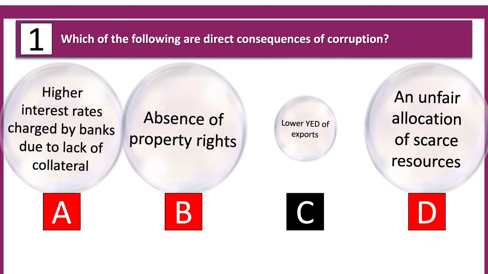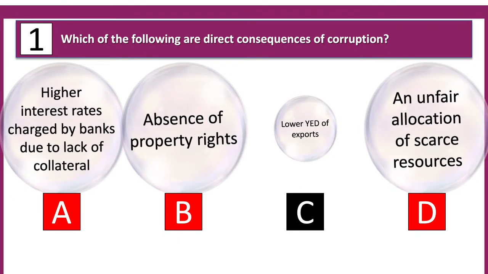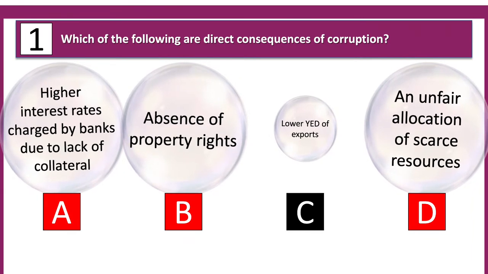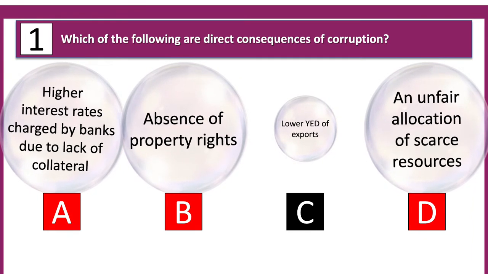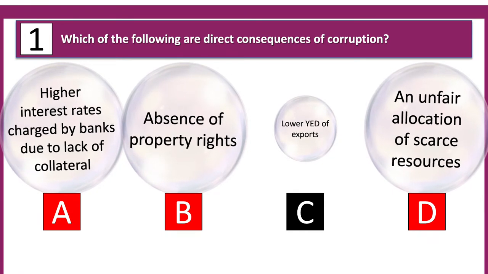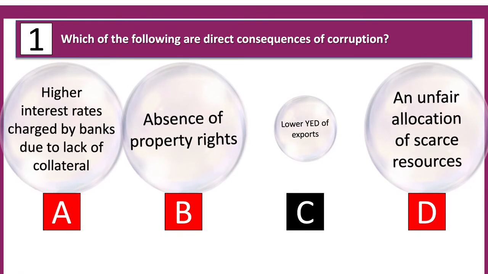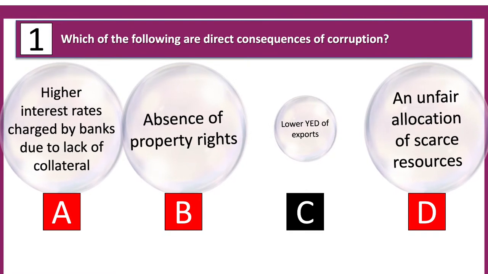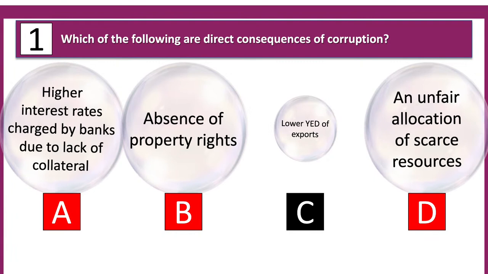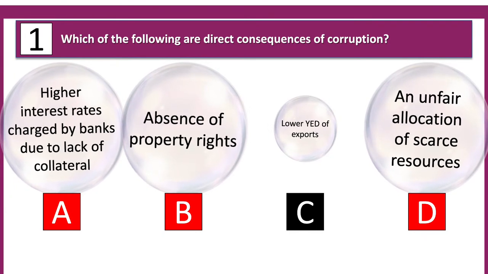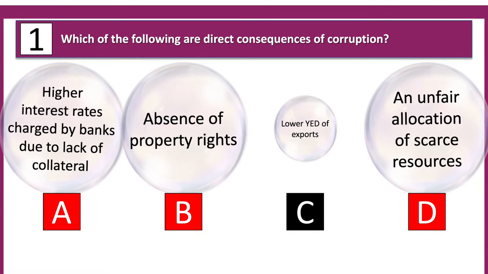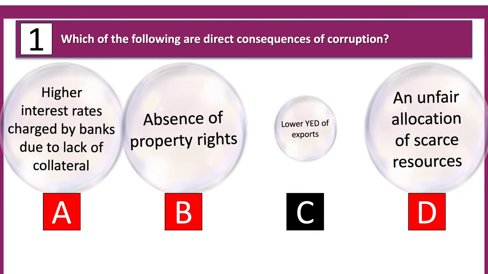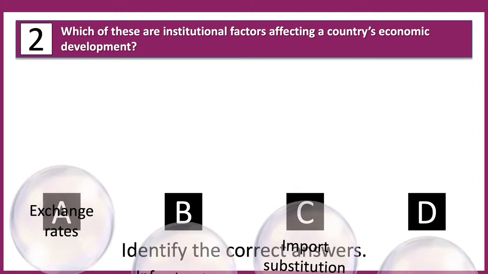A and B are kind of linked because if your government isn't acting in your interest, you might not trust that your property isn't going to be taken away from you at any given point of time. So that links to the B, the absence of property rights. But because of the absence of property rights, the banks who would normally give you secured loans can't do that because there's nothing to secure the loan against, which means that lending to you is much more risky. And that's why the answer there is A, B, and D. Let's have a look at the next one.